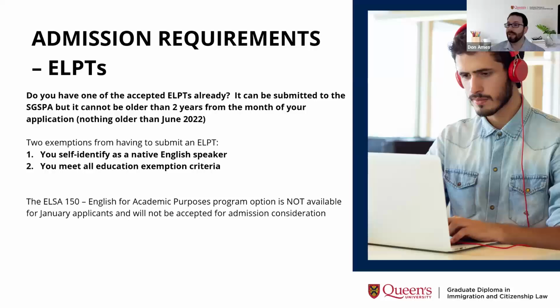with the Queen's School of English. This is not available for January applicants. It's only available for fall applicants. So if you are looking at the ESLA 150 pathway, you'll need to await the September 2025 admission cycle for that pathway. Anybody who has selected ESLA 150 for their January 2025 application will be notified, and they'll need to provide an ELPT score. I believe I may have misspoke. September 2025 is when we offer the next ESLA 150 pathway.